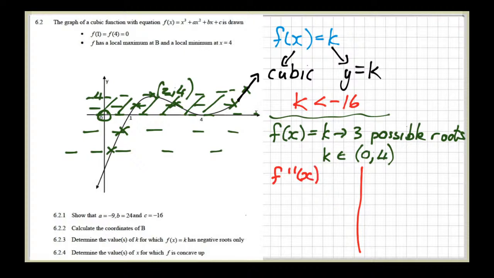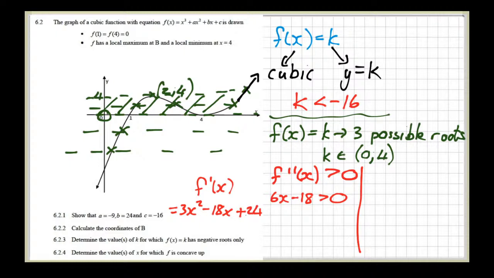f double accent x, concave up. So in other words, f double accent x bigger than 0. Second derivative, because we're working with concavity. So the second order derivative of f(x) is going to give me 6x minus 18, and that must be larger than 0. Remember, we had f accent x, which was equal to 3x squared minus 18x plus 24. Remember that from the previous questions. If I now solve for x, I've got 6x larger than 18, which means x larger than 3. Easy. As my boys like to say, easy claps. This is a very simple sum.